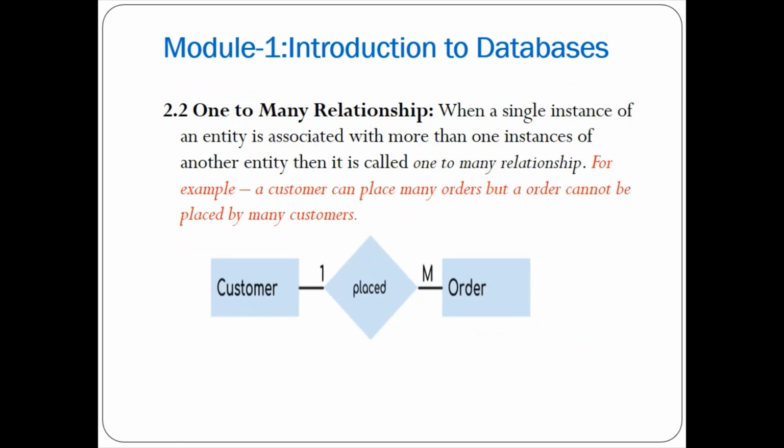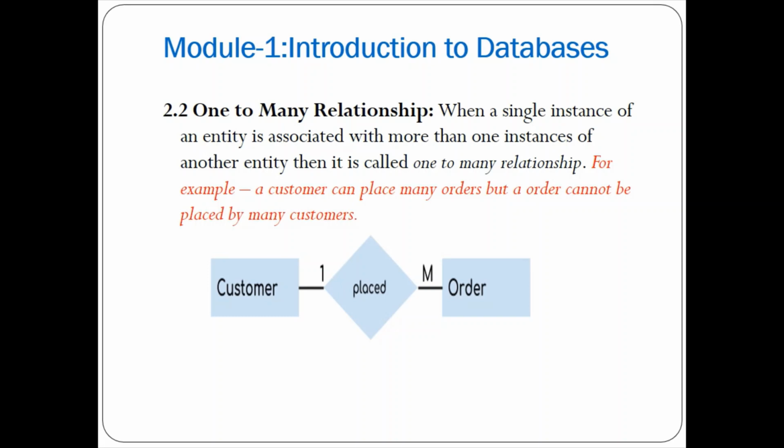The next type of cardinality ratio is the 1 to many relationship. A 1 to many relationship is defined when a single instance of an entity is associated with more than one instance of another entity, then it is called a 1 to many relationship. It means entities in one entity set can participate any number of times in the relationship set and entities in the other entity set can participate only once in the relationship set.